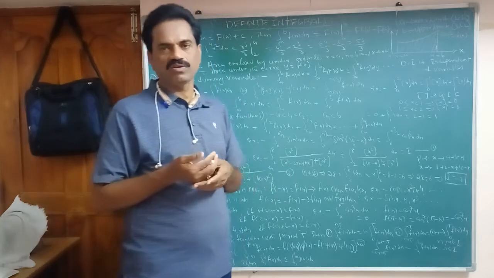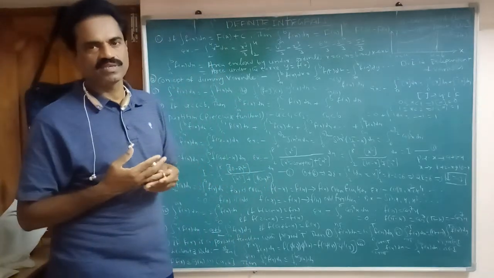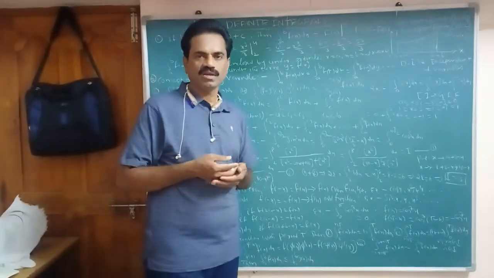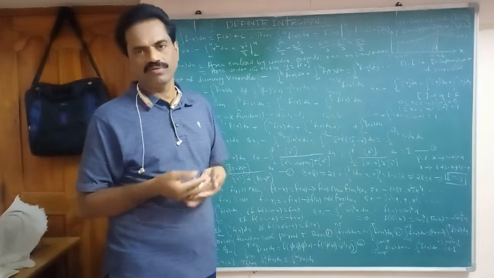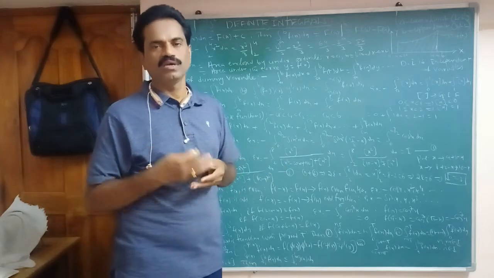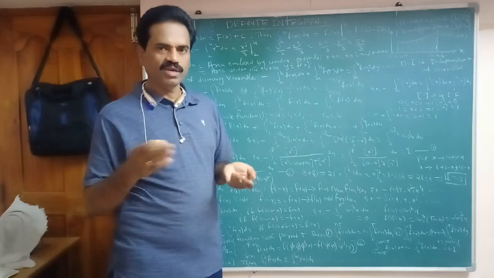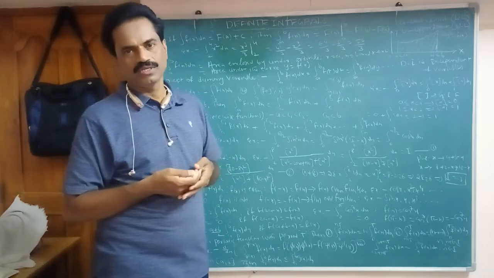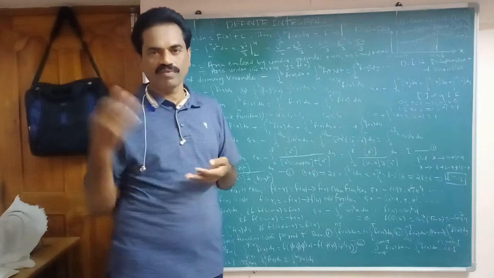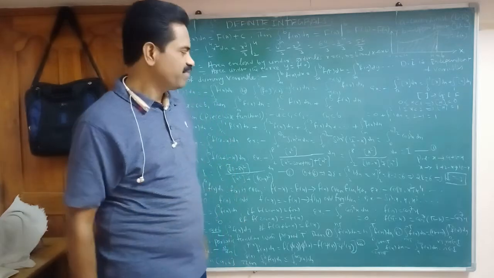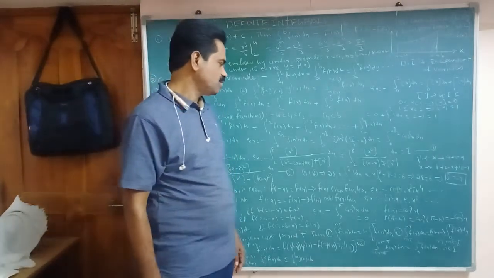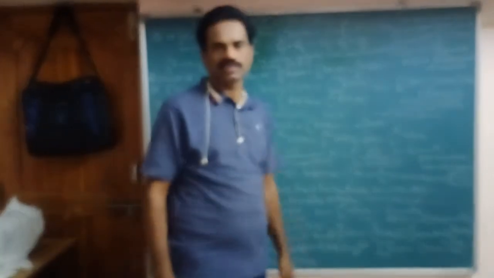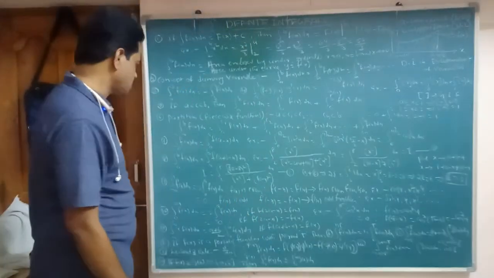If f of minus x equal to f of x, then f of x is an even function. For example, cos of minus theta is cos theta only, so cos x is an even function. x square, x power 4, even powers: if it is minus, it will also become plus. So these are the even functions. For example, cos x, x square, x power 4, and so on.